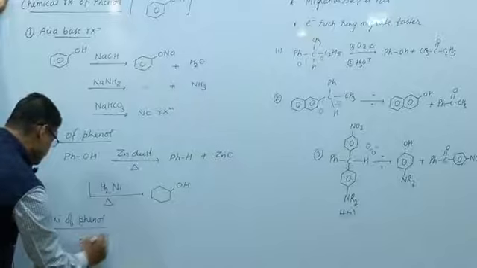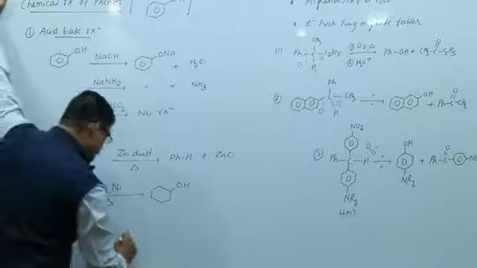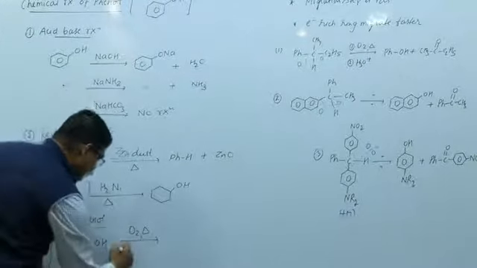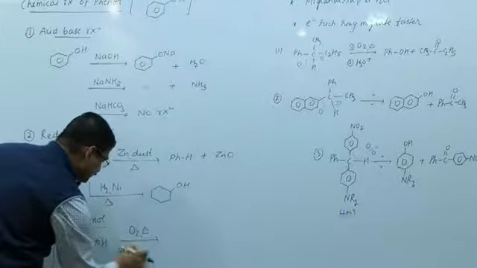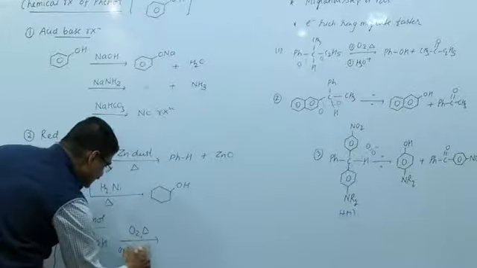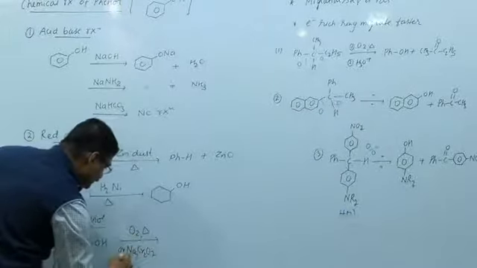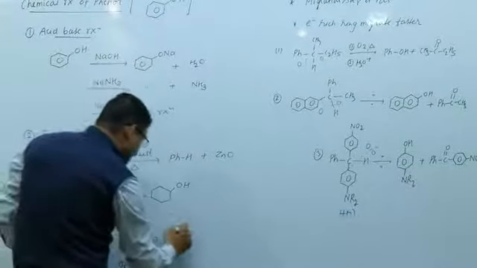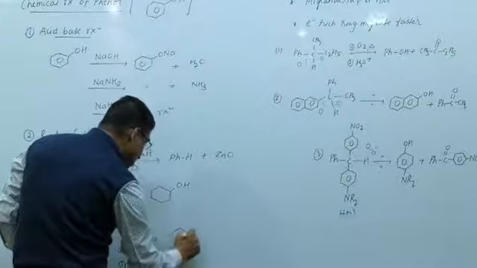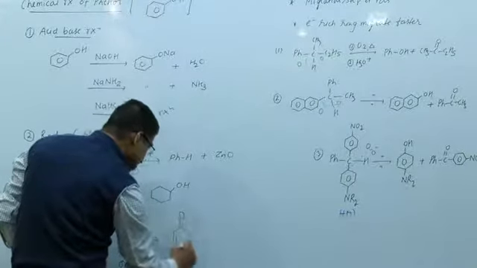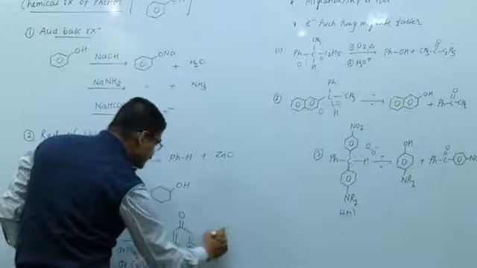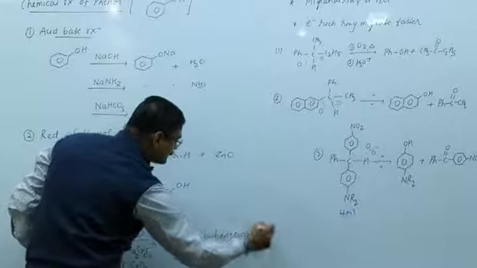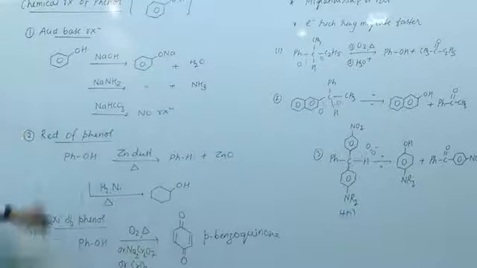The third reaction is the oxidation of phenol. Phenol is generally oxidized in the presence of oxygen or in the presence of Na2Cr2O7 or CrO3 to give para-benzoquinone. This is para-benzoquinone. So there are three different reactions.